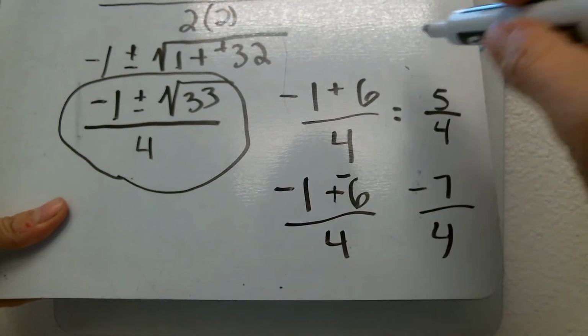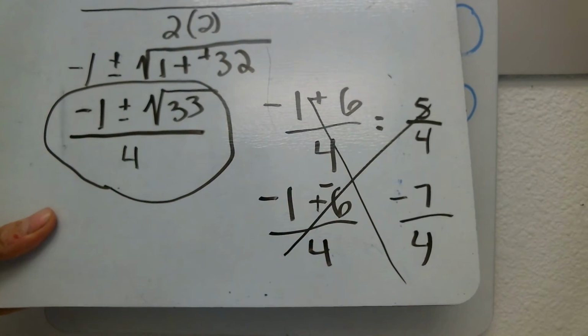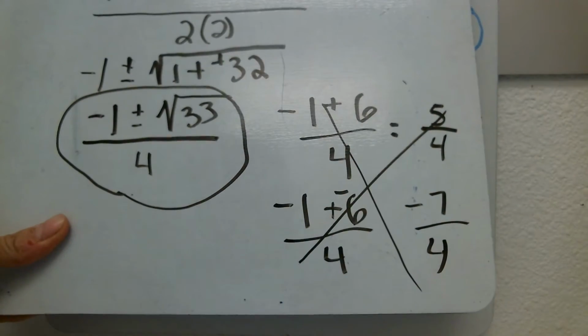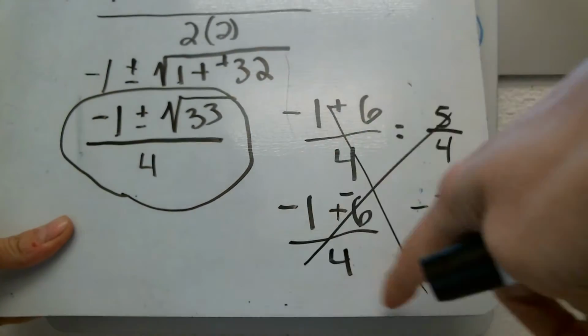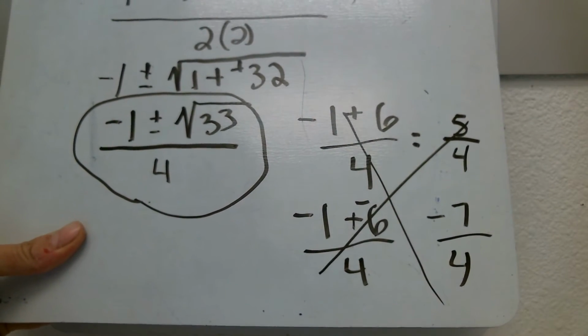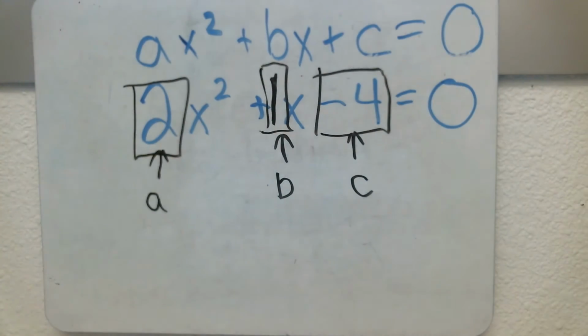Again, these are estimates. I wouldn't even do this for your homework. I would just leave it as square root of 33. But just to give you an idea of what this sign plus or minus means. Okay? We're going to go ahead and do another example.